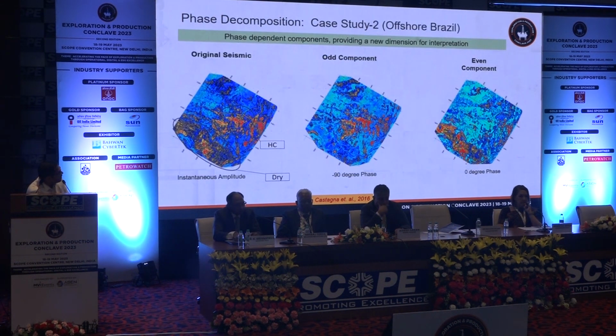This is another case study from offshore Brazil, where this is a very good instantaneous amplitude map over the formation which was targeted. The areas circled here in the oval shape are those which were dry. But we cannot decipher anything from this instantaneous amplitude. Now when we do the phase component analysis, the minus 90-degree phase component clearly shows that the areas where they got success after drilling the well are present in the minus 90-degree phase component. The areas which were dry wells go off and are present in the even component, which is 0-degree phase. Okay?